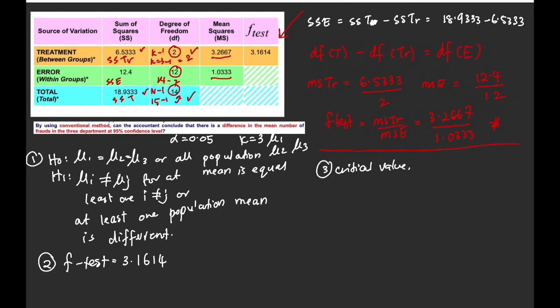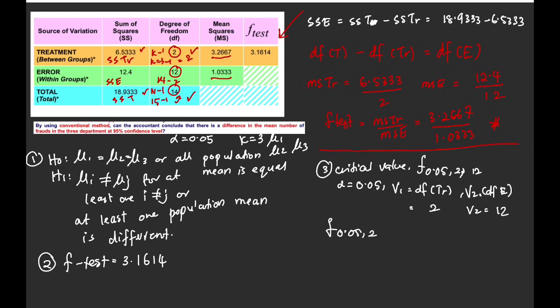Step number 3 is the critical value. How do you want to get the critical value? Look at the F. Alpha is 0.05. Nu1 is 2, the degree of freedom for treatment. Nu2 is 12, the degree of freedom for error. So F 0.05, 2, 12.